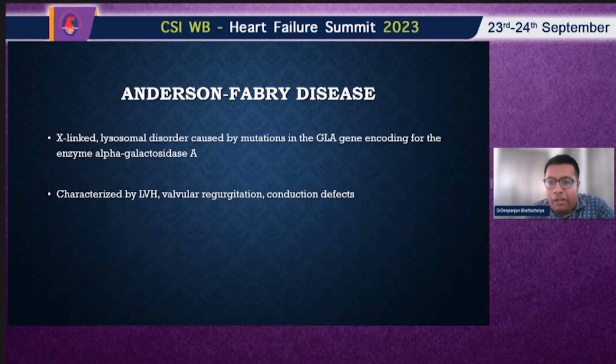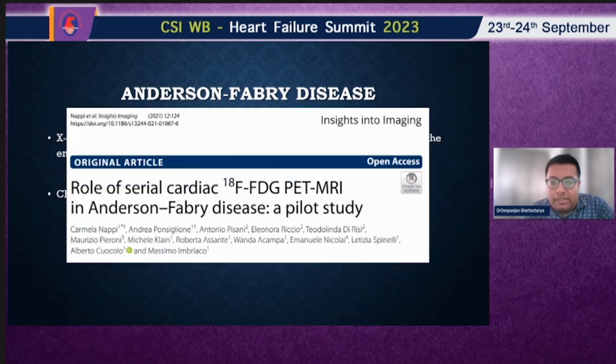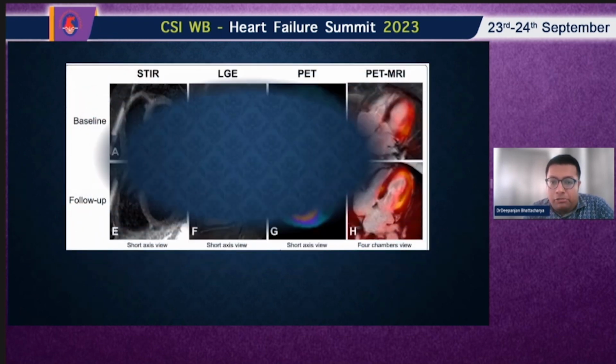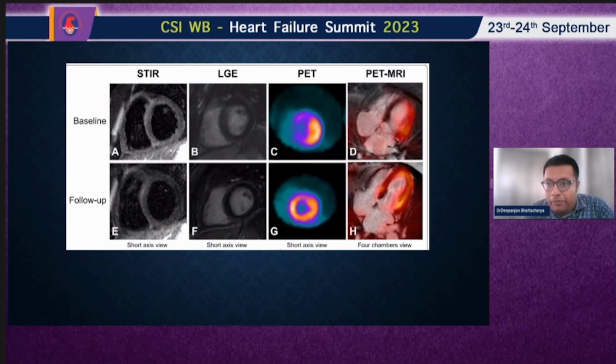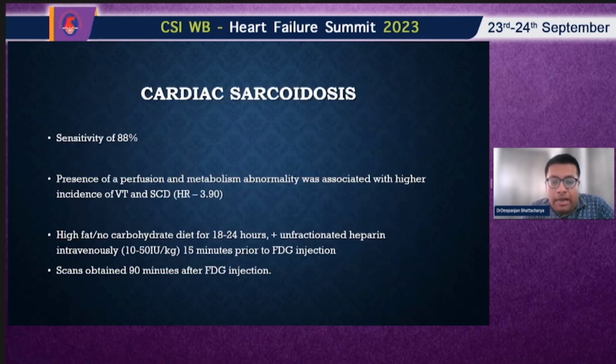In Anderson Fabry disease, this is an article which utilized the PET MRI fused imaging and found that we can follow up the patients who are on enzyme replacement therapy using PET. And in cardiac sarcoid, this PET scan has got a sensitivity of 88%. It is even superior to cardiac MRI.